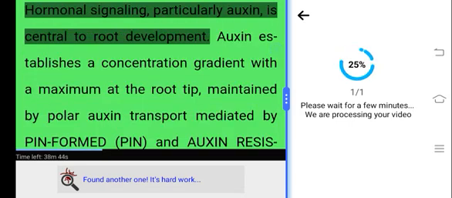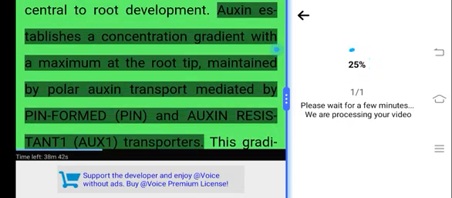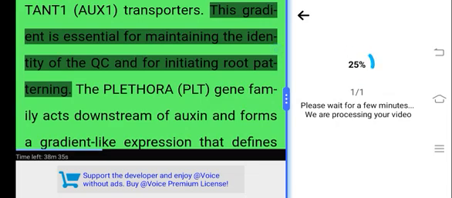Hormonal signaling, particularly auxin, is central to root development. Auxin establishes a concentration gradient with a maximum at the root tip, maintained by polar auxin transport mediated by PIN-FORMED (PIN) and AUXIN RESISTANT 1 (AUX1) transporters. This gradient is essential for maintaining the identity of the QC and for initiating root patterning.